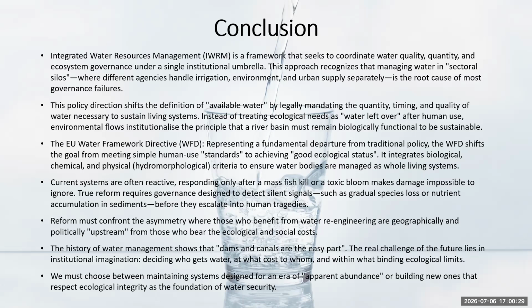Most importantly, we need governance systems that detect problems early before they become crisis and ensure that the costs and benefits of water use are shared more fairly. In the end, long term water security depends on maintaining healthy ecosystems because healthy rivers are the foundation of sustainable societies.